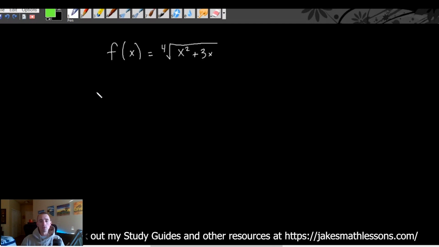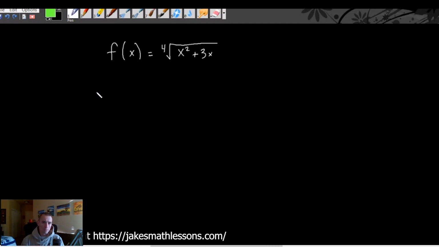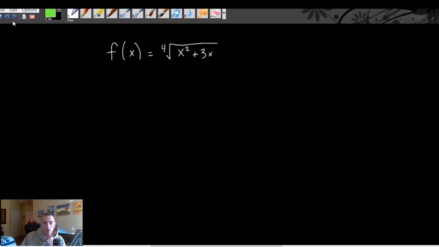In this case, we do not have any fractions, so there's never going to be a point where we're dividing by 0, because we're not dividing by anything at all in this function. There's no logarithms, so we don't have to worry about taking the log or natural log of a negative number or 0, so that's not going to cause us any issues. But we do have an even root. We have a fourth root here.